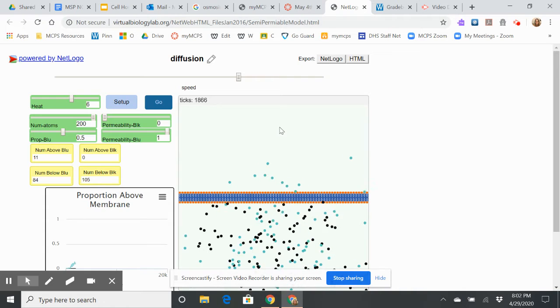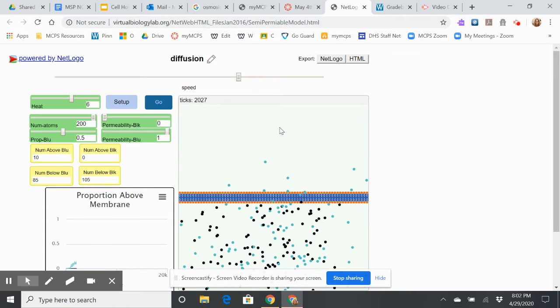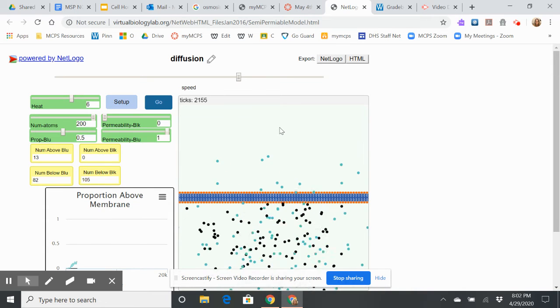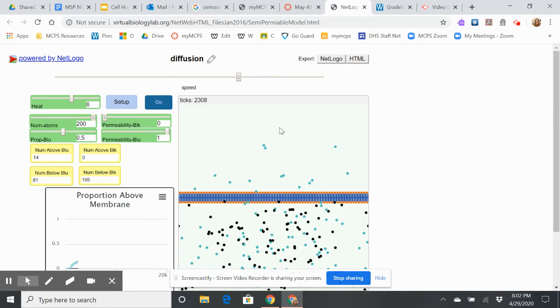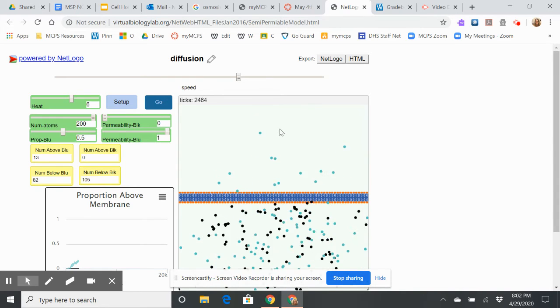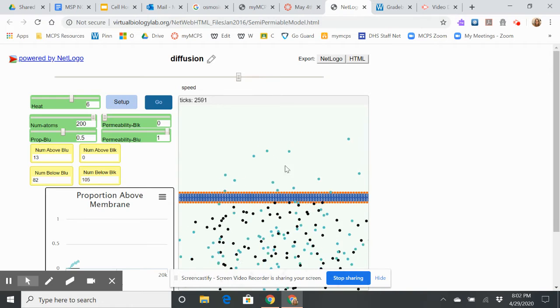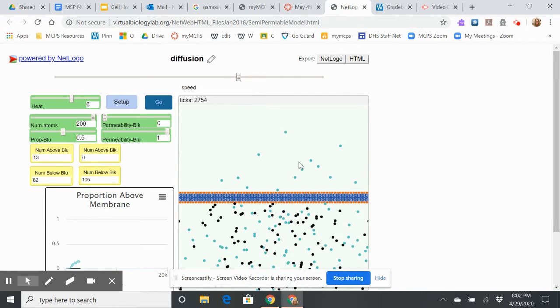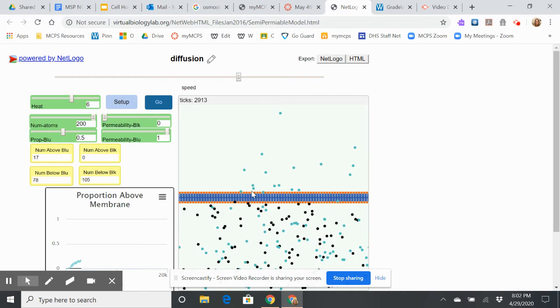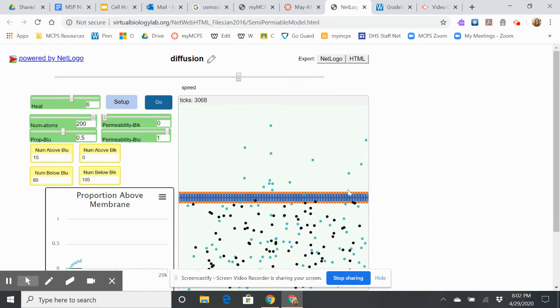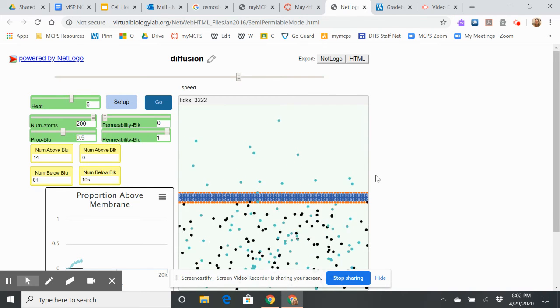The black molecules represent things like ions or really large molecules. They can't go right across the membrane. They need to have protein channels. So you'll notice that these blue molecules up here are beginning to spread out, and every once in a while one of them will hit the cell membrane on that side and come back to the other side.